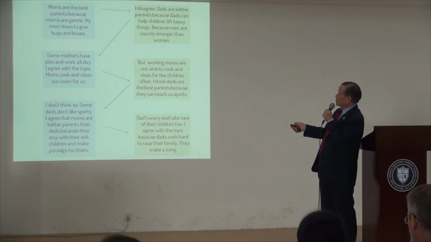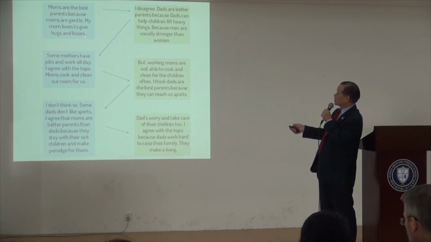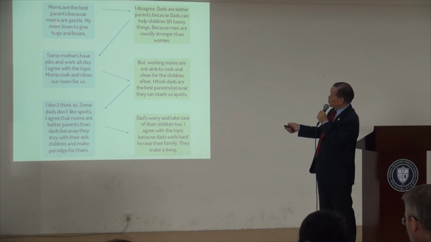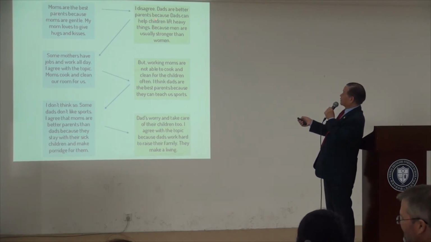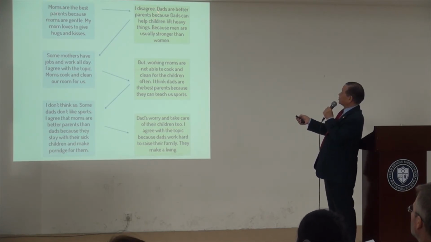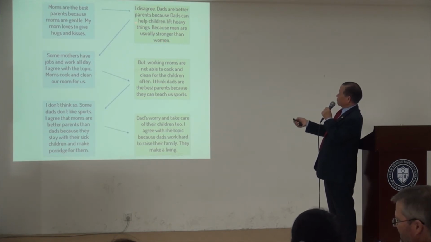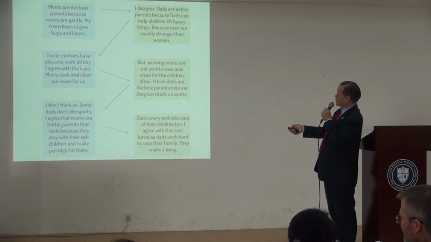Moms are the best parent because moms are parents. My mom loves to give hugs and kisses. These are the affirmative team, the first debater. The second debater, the negative team: I disagree. Dad is a better parent because dad can help children lift heavy things, because men are usually stronger than women. In this case, he attacked them. Okay? Then the second debater in the affirmative team.